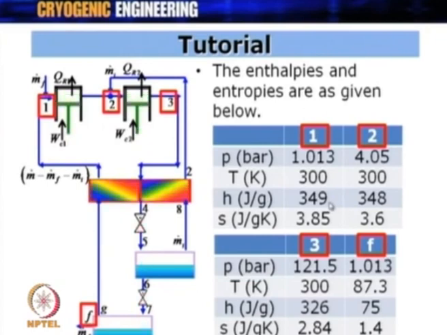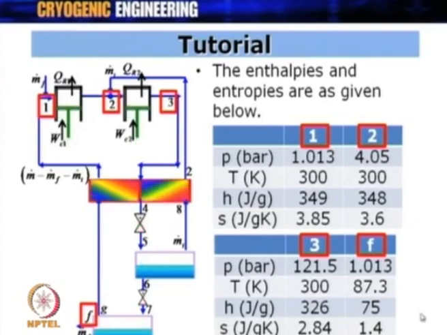So, one should check all these values at 1 bar, 4 bar and 120 bar, 300 Kelvin, 300 Kelvin, 300 Kelvin here, while at point F it is 87.3 Kelvin. Corresponding values of enthalpy are 349, 348 and 326. So, one can understand that as the pressure increases, the enthalpy at the same temperature of 300 Kelvin decreases. Again, a similar thing happens with the entropy. As the pressure increases, the enthalpy and entropy values are decreasing over here.